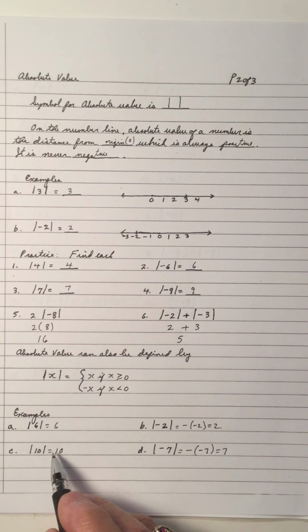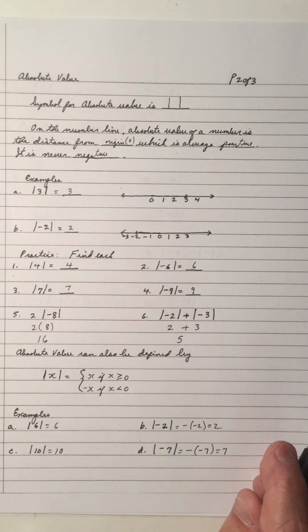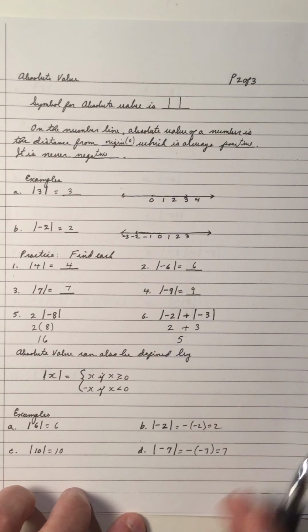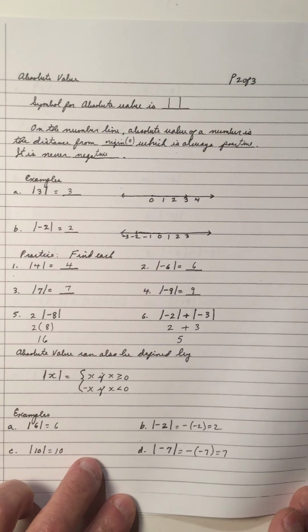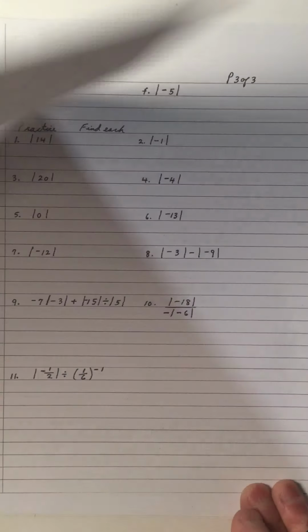So notice the absolute value is always a positive number, but when it's negative, we do the negative of that. And I'm going to use this in my later videos on absolute value. You're going to see a little trick that I do, and it works very well.